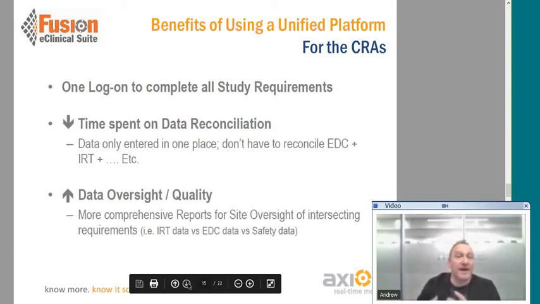Building on the benefits from a data review perspective, the CRAs, in the review of the data, number one, again, they have one logon to every piece of information. So you're not training your monitors on 4, 5, or 6 different systems for them to be familiar with. Number two, they do not have to manage oversight of data reconciliation. They're doing review of that data from a single place. And when it comes to monitoring of data, obviously there's significantly more focus on the quality of the data because they're not spending their time collating information between platforms.